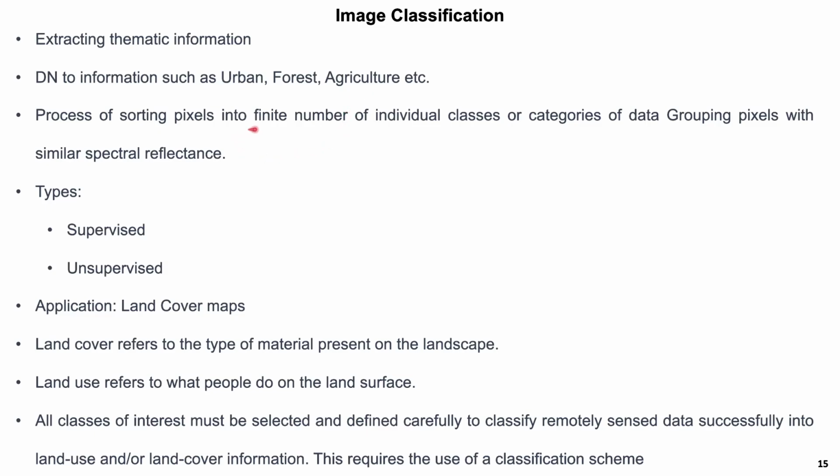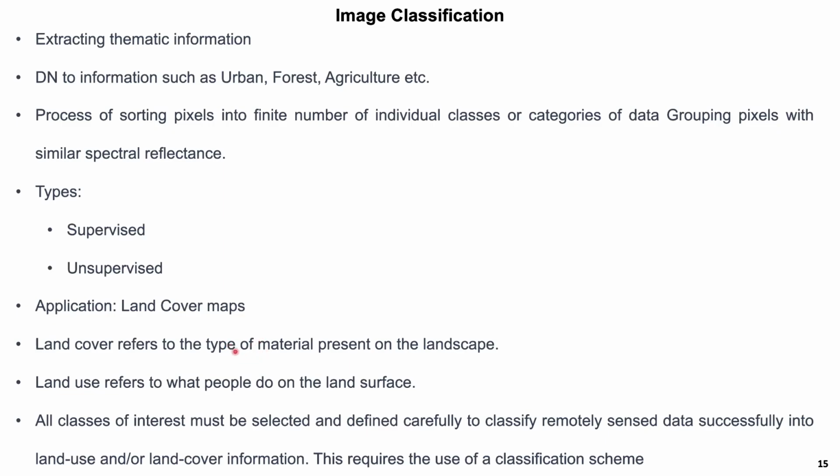And we will group these DN values in such a way that they belong to a particular category. So how are we grouping it? All the pixels should have a similar spectral reflectance. So from our study area, we will group all the pixels that have a similar spectral reflectance into a single class. And here we have two types of classification. One is supervised classification, and another one is unsupervised classification.